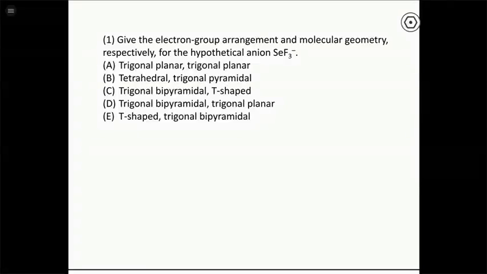The first one is about electron group arrangement and molecular geometry. So we're trying to find that for this anion trifluoroselenide, SeF3-. So this is the first topic we covered in chapter 4, VSEPR, using the Lewis structure to then predict the shape of the molecule. So it's taking it a step further than just doing the Lewis structure itself.